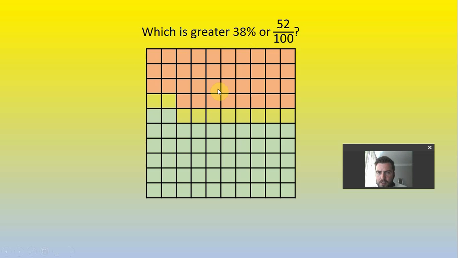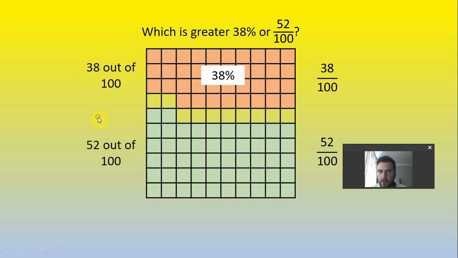So just by looking at the size of that, it's clear that 38 out of 100, which is 38 hundredths, is definitely less than 52 out of 100, which is 52 hundredths. So if you were to compare them, we would say 52 hundredths is greater than 38%.